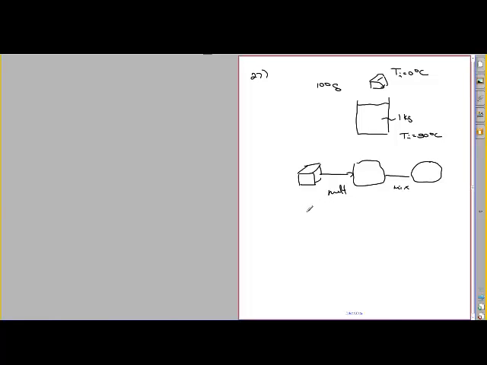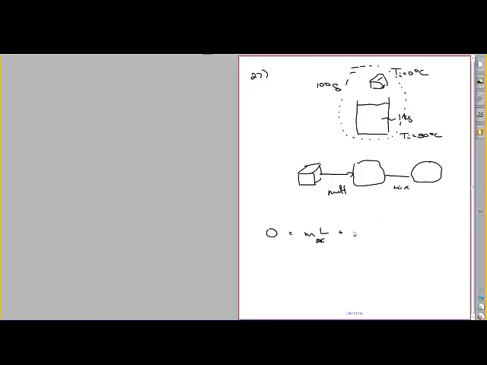So the question is, what is going on here? Well, again, if we draw this dashed line around this whole thing, there's no external heat transfer. So really what we have is the ice is going to melt. So we have the mass of the ice times the latent heat of fusion, which is how much energy it takes to melt. And I think we call that L. Okay, so this is the mass of the ice.